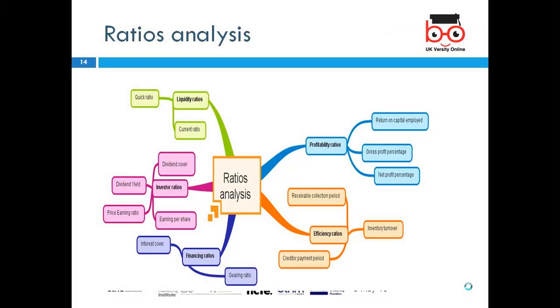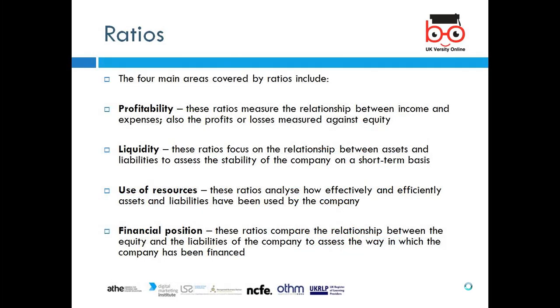Okay, so we can use ratios and ratio analysis. These are different types of ratios we use, like profitability ratios. Profitability ratios help us to decide how much profit or loss the company makes during the year. So the first ratio is the profitability ratio. These ratios measure the relationship between income and expenses, and also profit and loss measured against the equity. So we look at how much investment we have, how much profit we made, how much expenses incurred. All these sorts of things we look at under the profitability ratios.